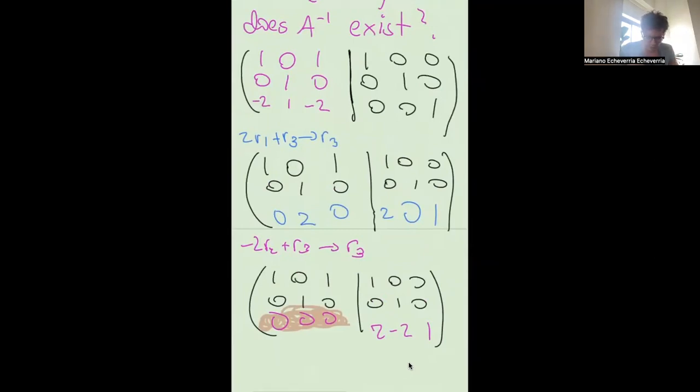So I'm doing 2 row 1 plus row 3, right? You're asking me about one of these. The last row. Oh, the last row. Okay. Why did I get a 2 here? Right, that's what you're asking. Why did I get a 2? There should have been no reason to get a 2.